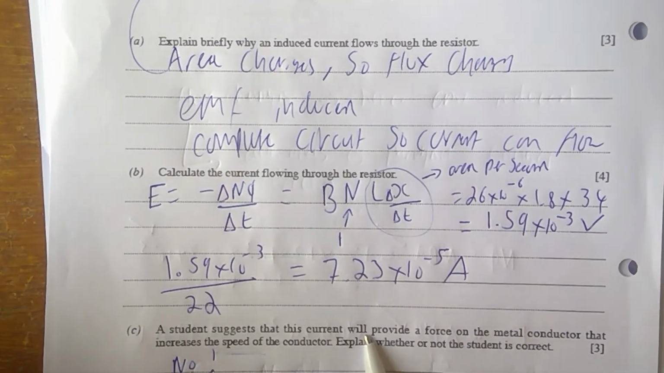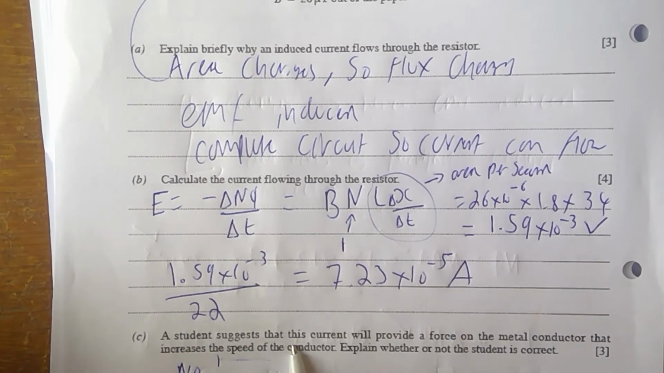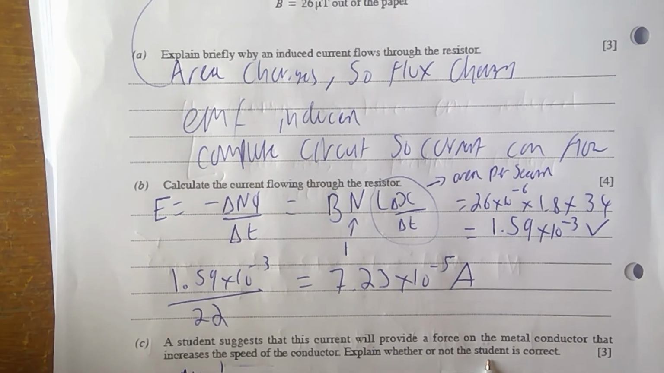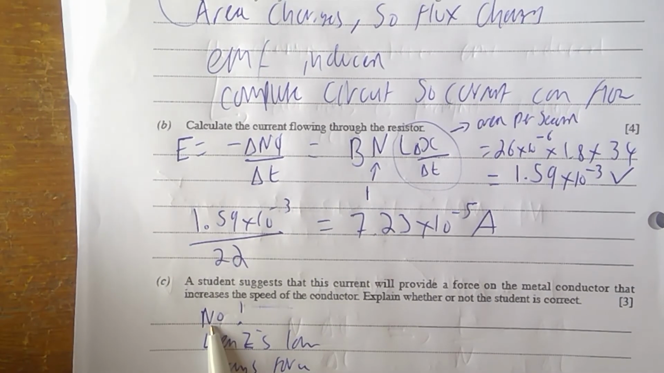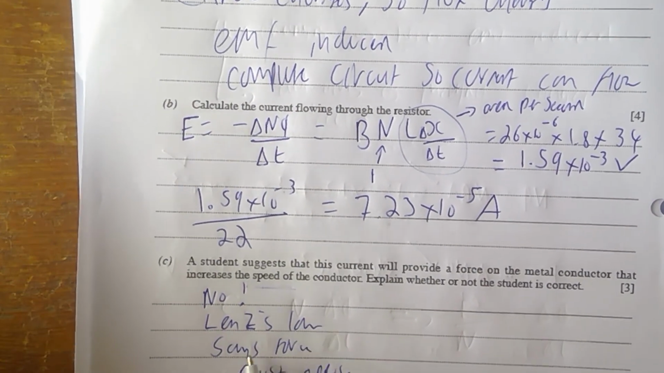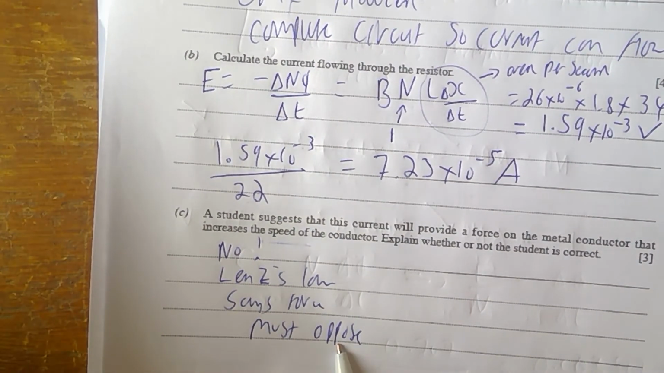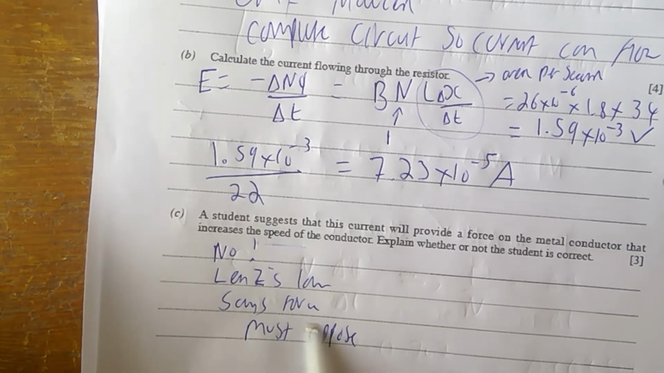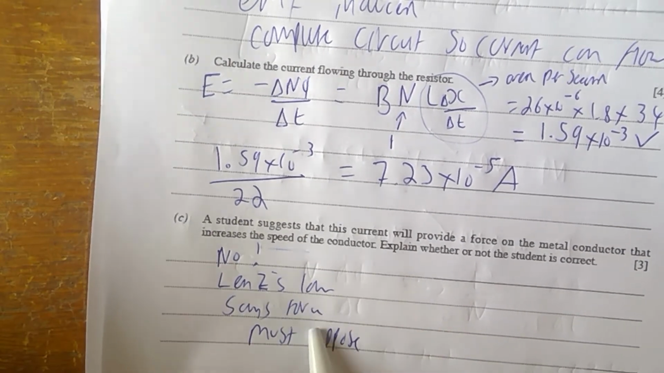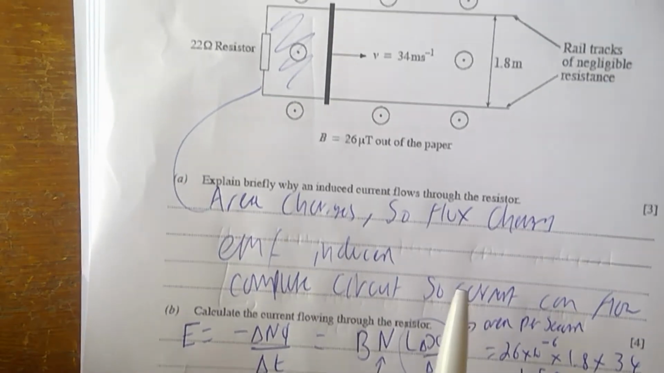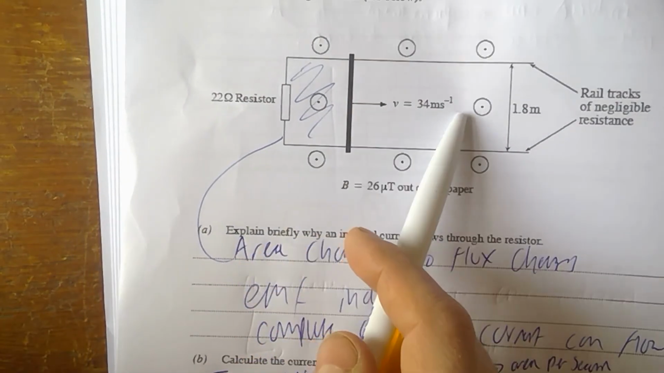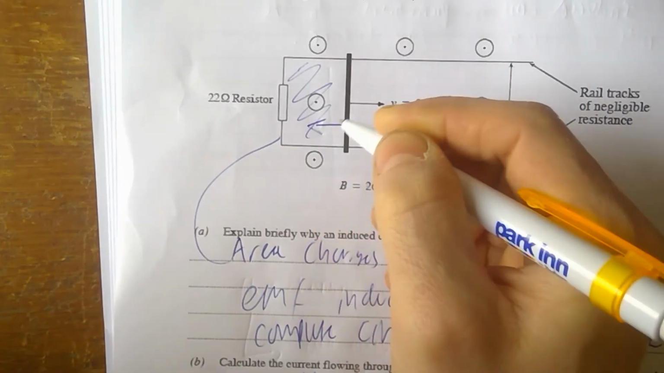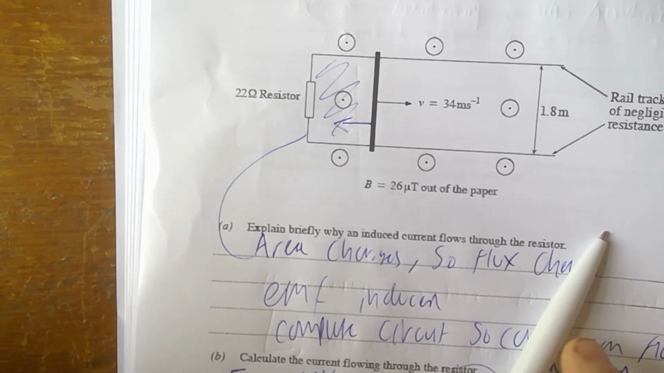Students suggest that this current will provide a force on the metal conductor that increases the speed of the conductor. Explain whether or not the student is correct. Like most of these questions, the student is of course wrong. Well, Lenz's law says the force should oppose the motion. 1 mark for some mention of Lenz's law, and that there's some opposition there. Now we can actually find out what's going on here in a bit more detail. This wire is going that way. It needs to feel a force that way, according to Lenz's law, for the idea of opposition.